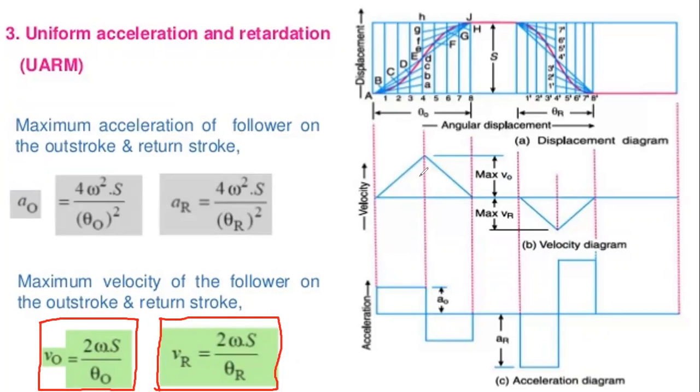So we are taking the center line and taking the maximum velocity of the outstroke. So the maximum velocity of the outstroke is marked at this point, and we are joining the other two ends and we get a triangle here. Then we take the return stroke also. The return stroke has been taken in the retardation center. So the maximum velocity of retardation has been taken at this point, and the two ends have been connected to the other ends.